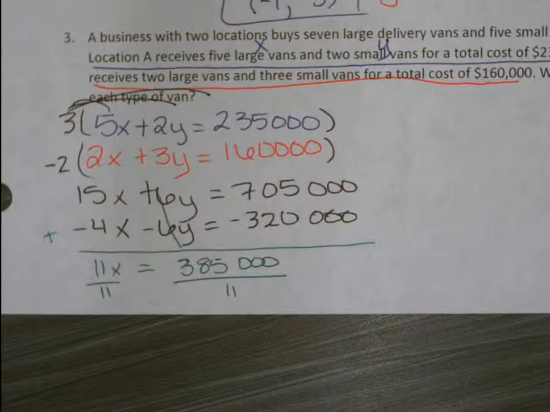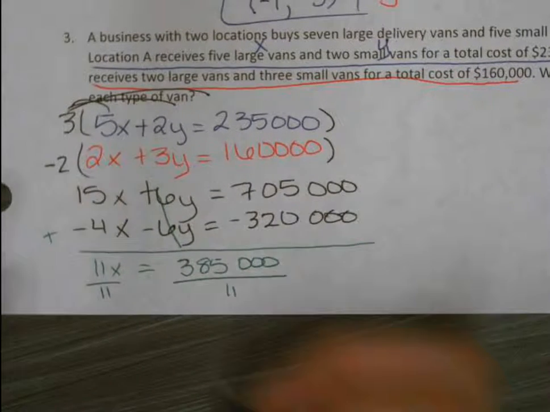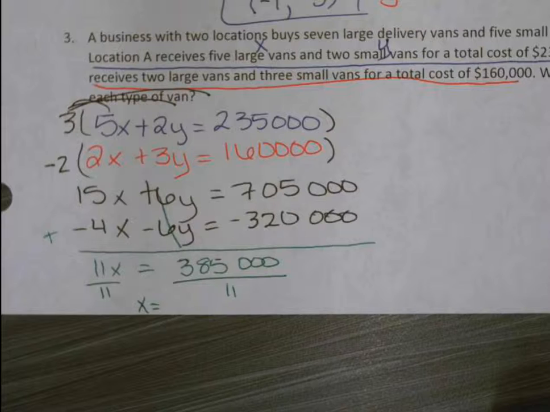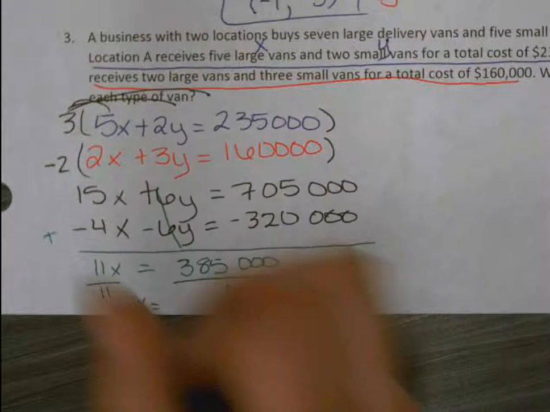So, I need to divide by 11. Remember, I gave you guys a calculator for a reason. What's 385,000 divided by 11? $35,000.